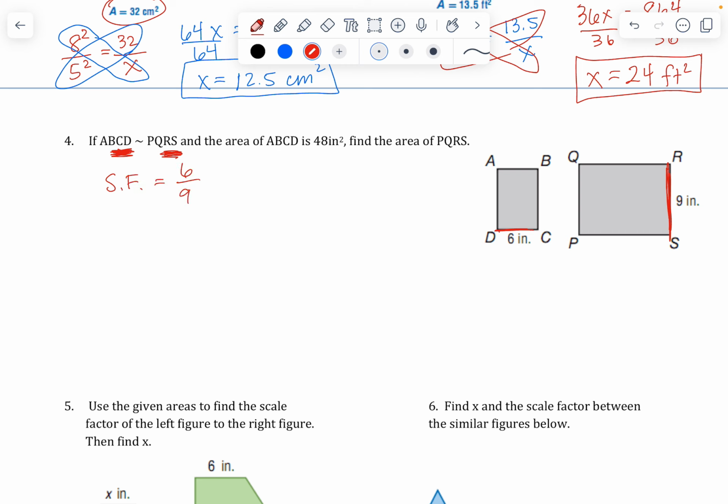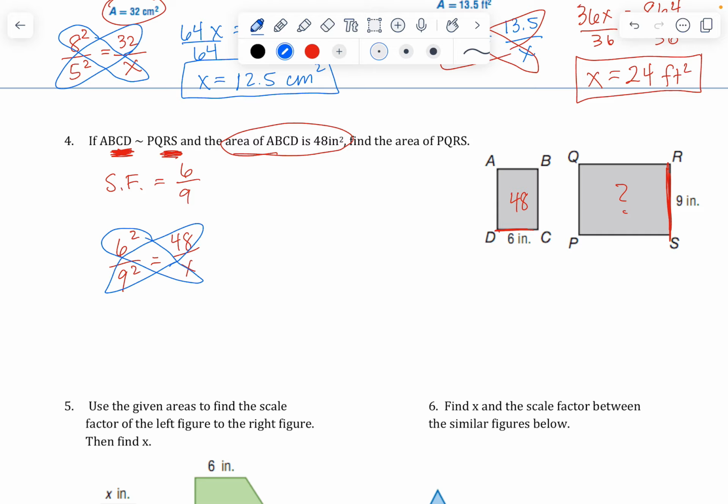It does tell us the area of ABCD is 48, so let's put a 48 in the first one. And they want us to find the area of PQRS. All right, well, we know the scale factor is 6 to 9, so 6 squared over 9 squared. Square the scale factor, and then make your equation. So equals 48 over x. Make sure that the 6 and the 48 align. So if I put the 6 on top in the first fraction, the 48 had to go on top in the second fraction. Cross multiply.